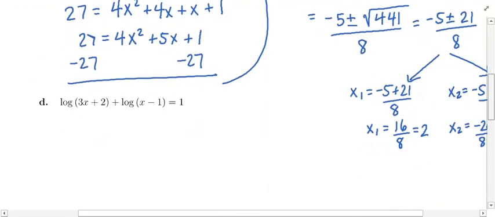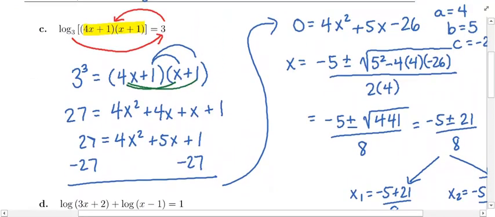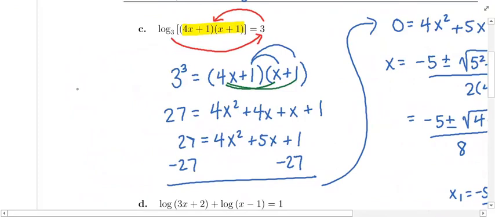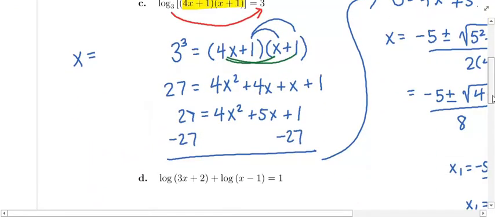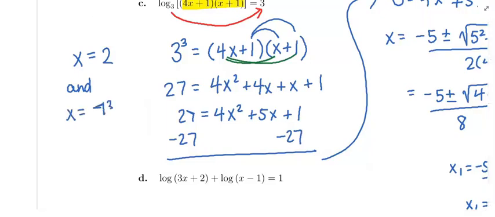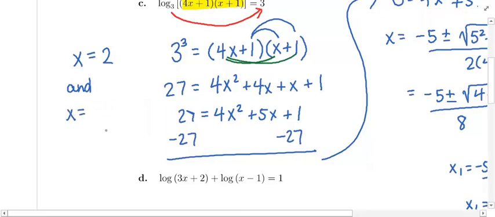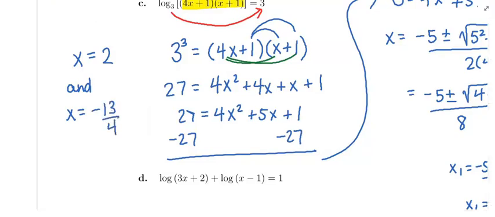So both of these solutions work. We get two solutions. I'm going to write them over here. X equals 2 is the first solution, and the other guy is x equals negative 13 fourths. Here are the answers.